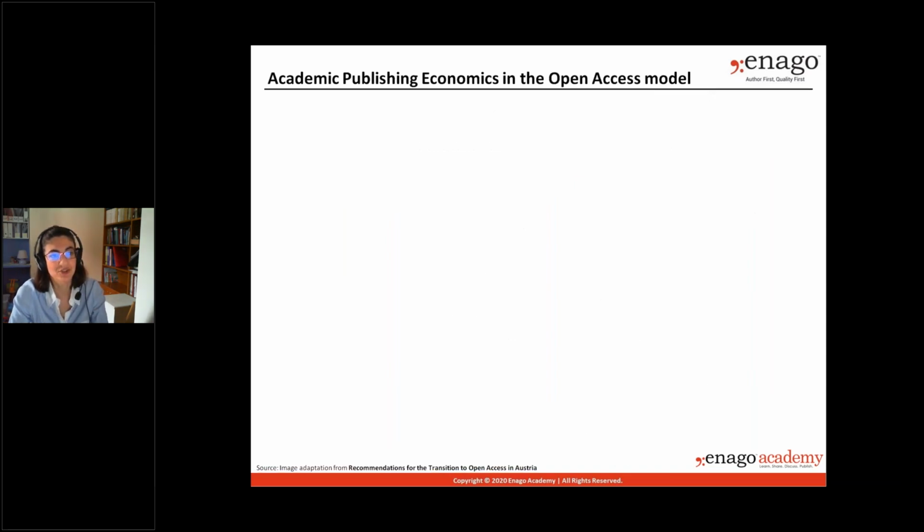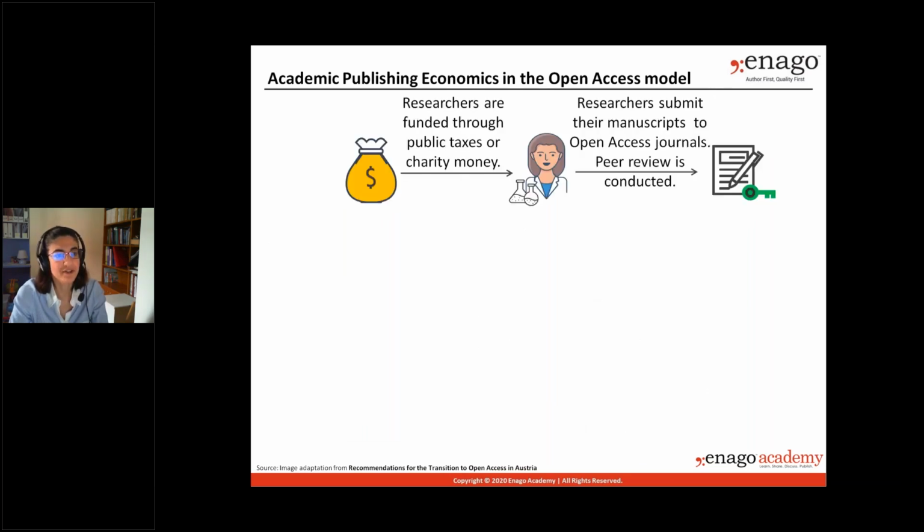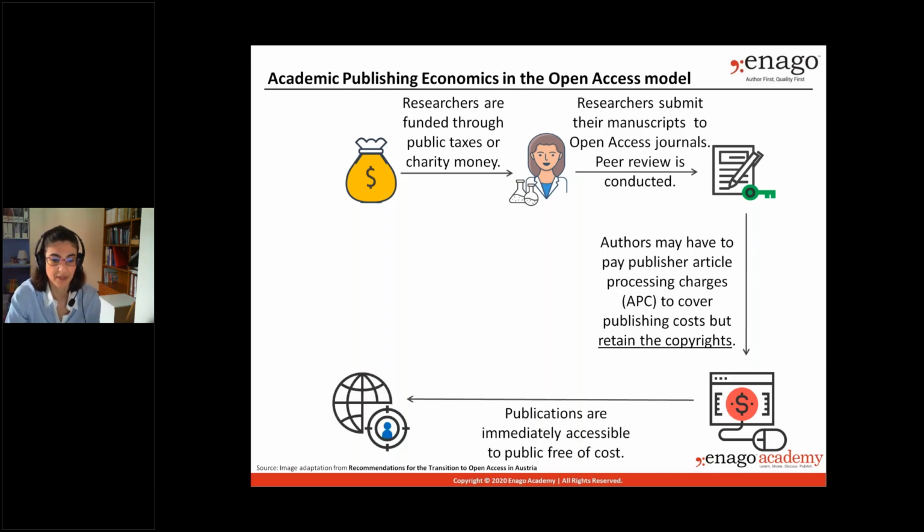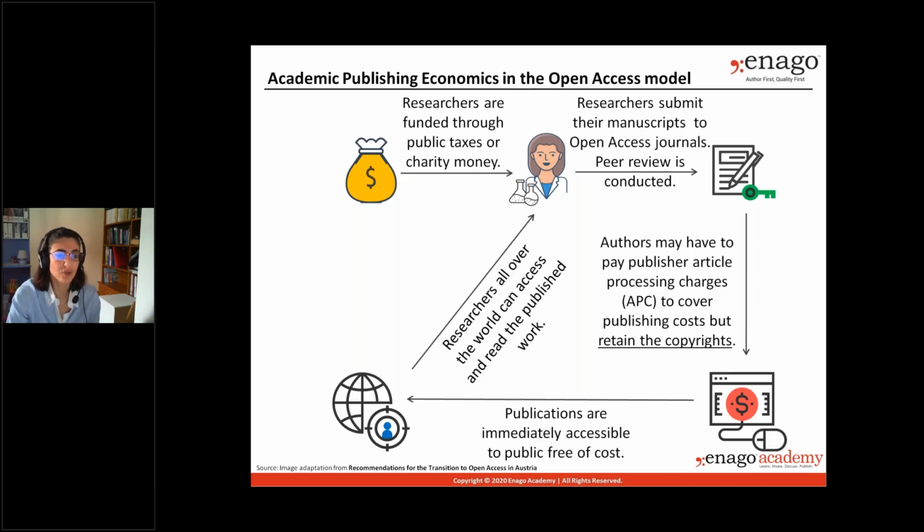Libraries, however, are also funded by tax money, but the taxpayer does not have access or has very limited access to these publications. In the open access model, however, researchers are funded through public tax money or charity money. Researchers submit their manuscripts to open access journals and peer review is conducted. Authors may have to pay publisher article processing charges to cover costs, but retain the copyrights. Publications are immediately accessible to public free of cost. And then researchers all over the world can access and read the published work.